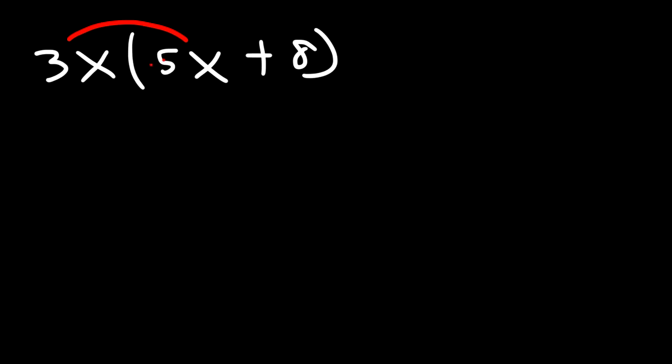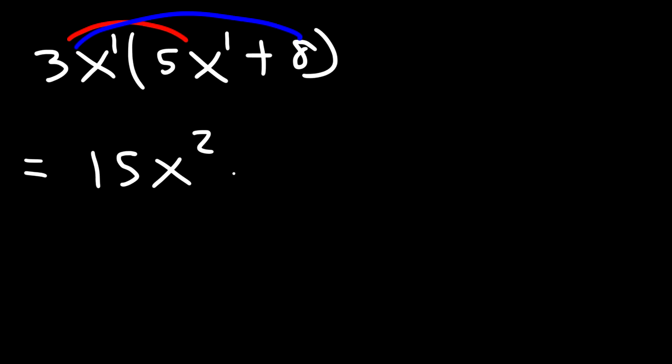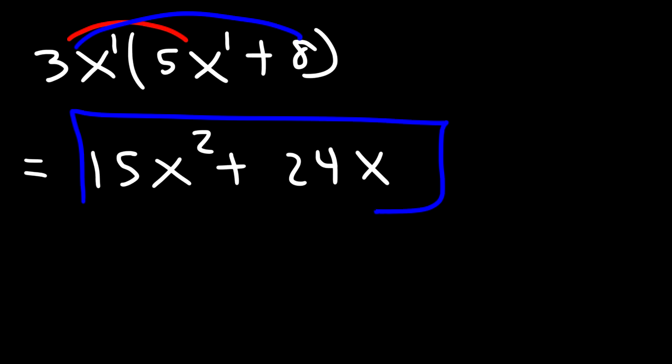What is 3x times 5x? Well, we know that 3 times 5 is 15. And x times x, this is x to the first power times another x to the first power. So 1 plus 1 is 2. So you get x squared. Next, we have 3x times 8, which is 24, with an x attached to it. So this is the answer for this example. It's 15x squared plus 24x.